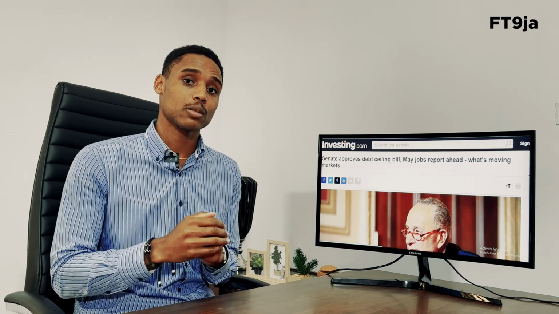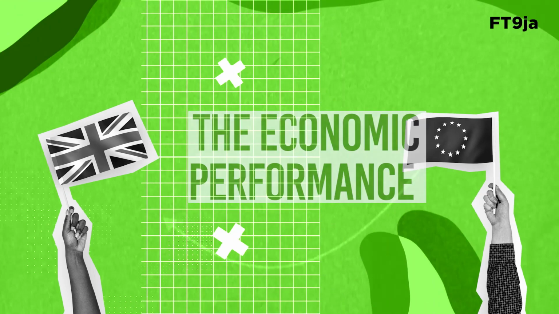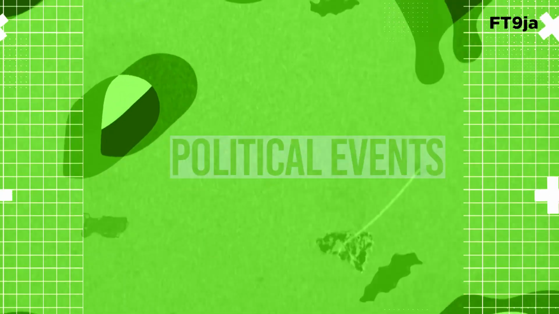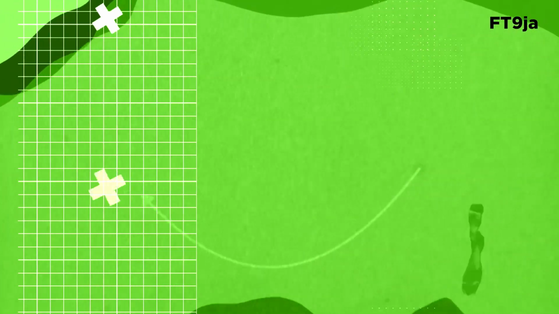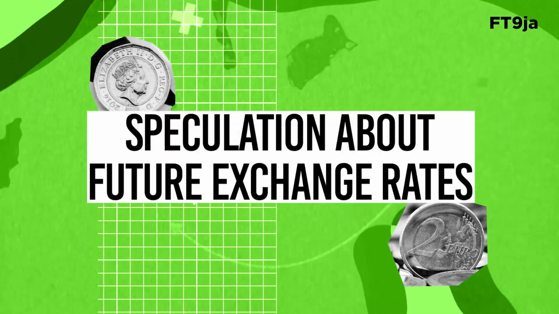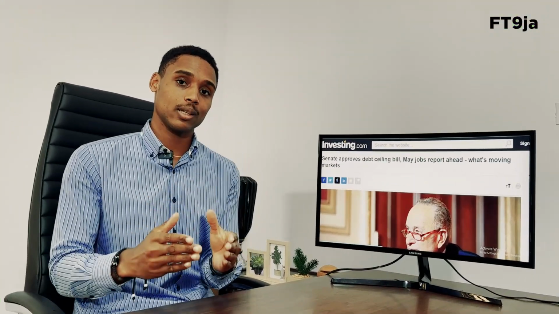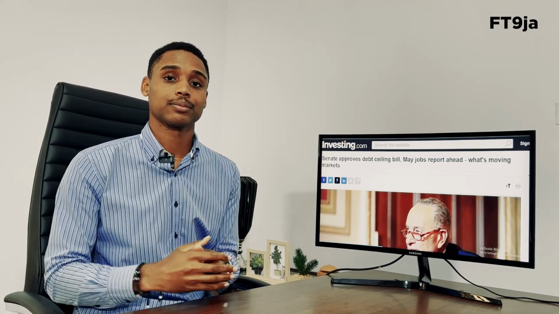So these are the drivers that we should be looking at when assessing the value of the euro pound. You look at the respective economic performance of each of the regions. You look at the political events happening in each of the regions. You look at the interest rate differential, basically the difference between the interest rates of the United Kingdom and the Eurozone, and then you look at speculation. Basically, with what's going on in the world, where do we see the euro or the pound being valued?